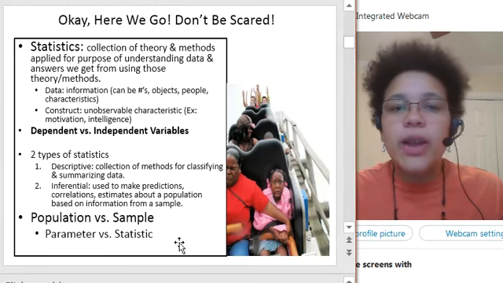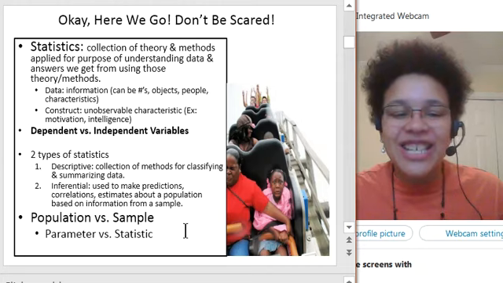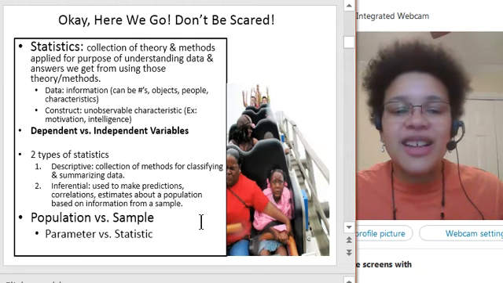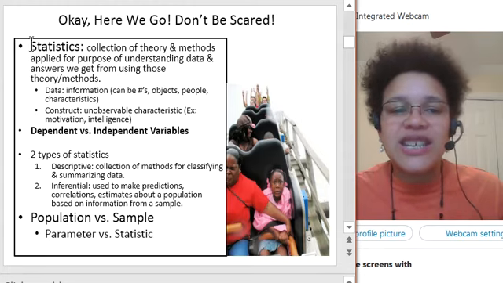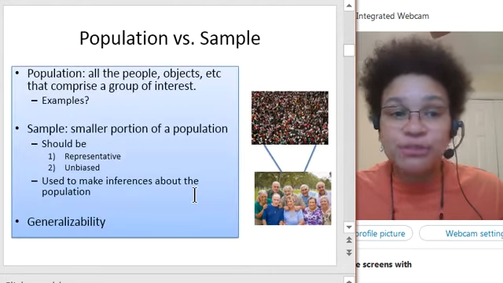We get parameters and statistics. Parameters are values related to a population, and statistics are values related to a sample. That's one of the uses of the word statistic. Another use of the word statistic is what we have up here, the collection of theory and methods applied. So population versus sample.